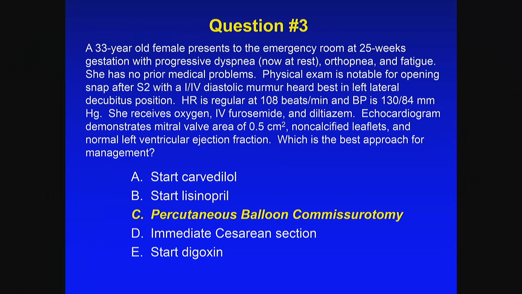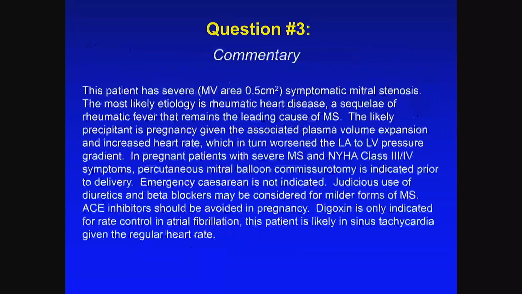Well, the best approach for management is percutaneous balloon commissurotomy. This patient has severe symptomatic mitral stenosis. The most likely etiology is rheumatic heart disease, a sequelae of rheumatic fever that remains the leading cause of mitral stenosis. The likely precipitant in this case is pregnancy, given its association with plasma volume expansion and increased heart rate, which in turn worsens the left atrial to ventricular pressure gradient.